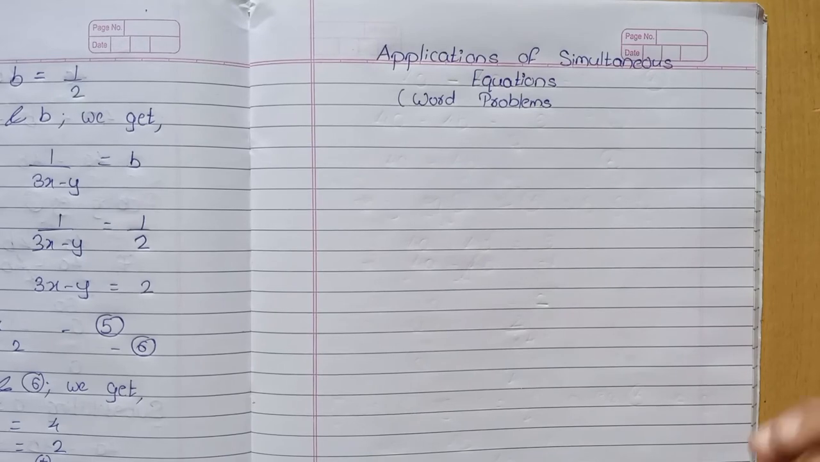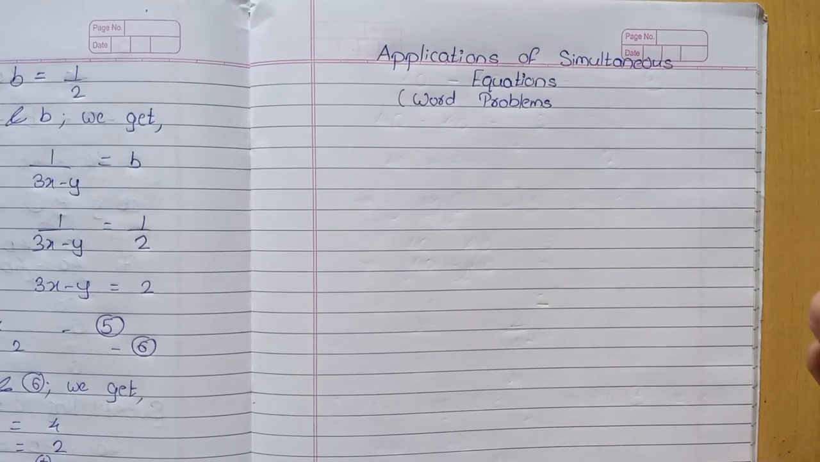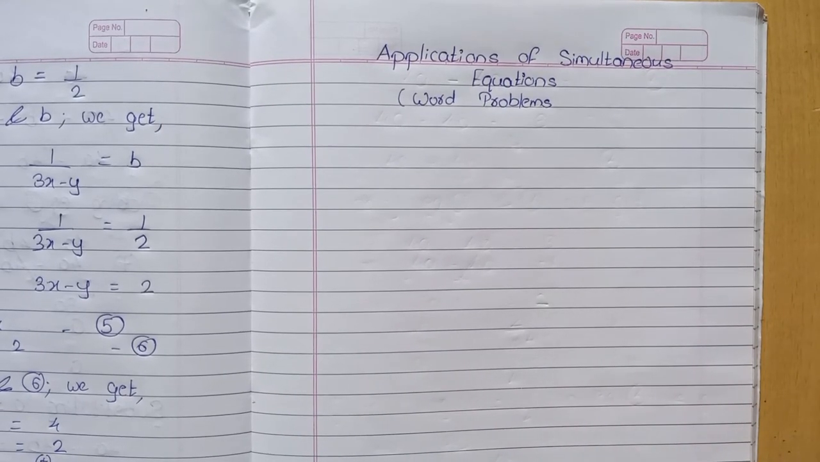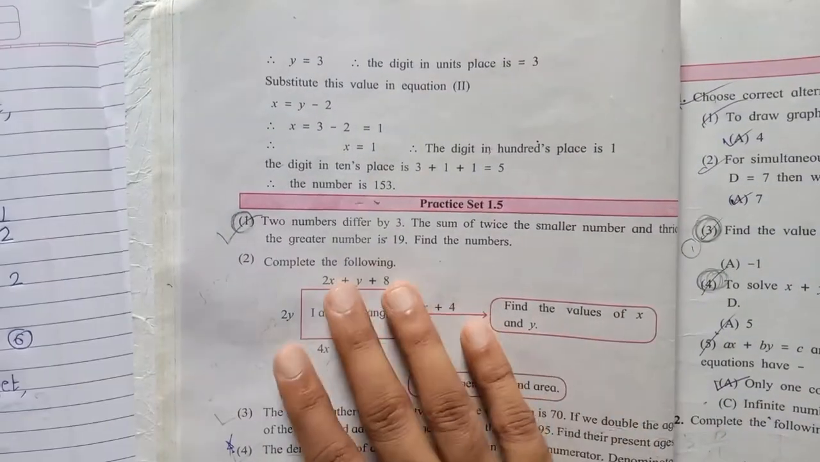Before we start with the sums, I would like you to note that as these are linear equations in two variables, all the sums which we will solve will only involve two variables, that is x and y. Okay, so let's look at our first sum now. So this is our first sum.